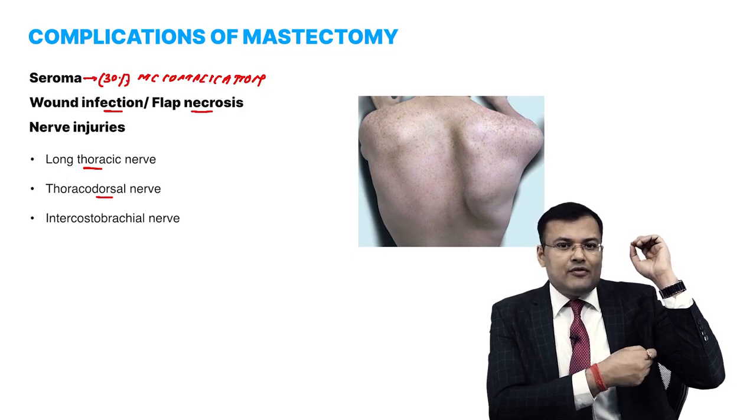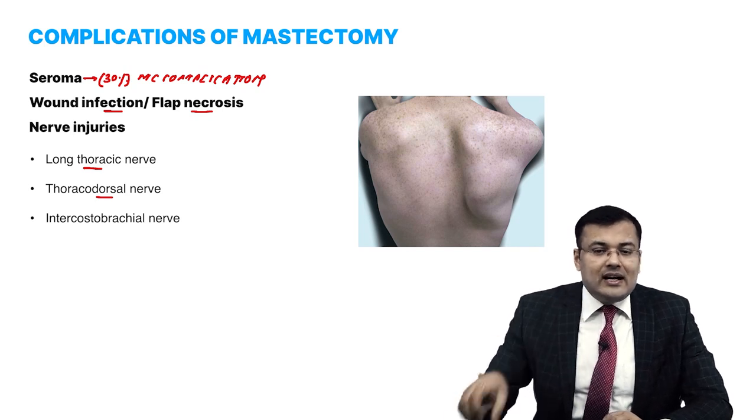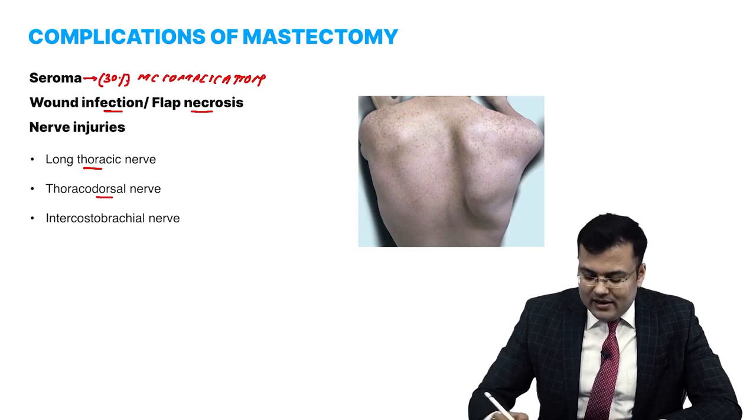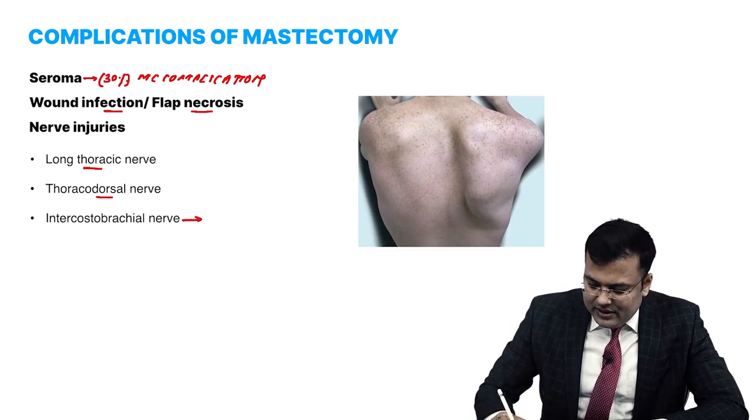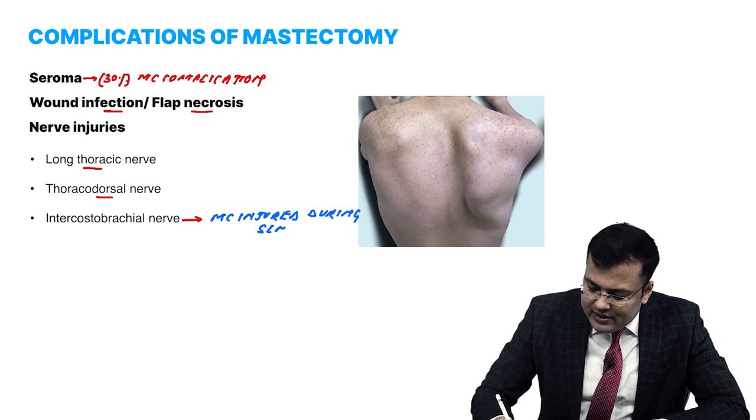During sentinel lymph node biopsy, what is the most commonly injured nerve? Tell me, this is frequently asked, and that is the intercostobrachial nerve. This is very important. The intercostobrachial nerve is most commonly injured during sentinel lymph node biopsy.